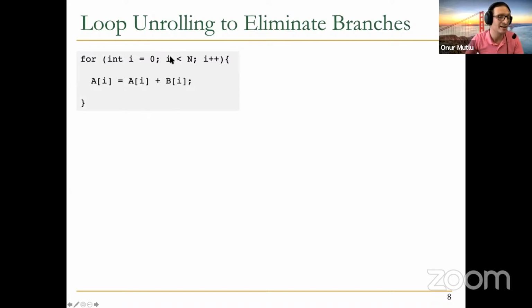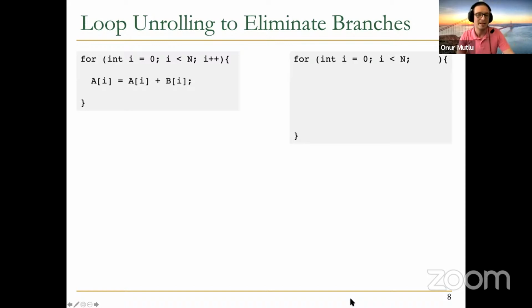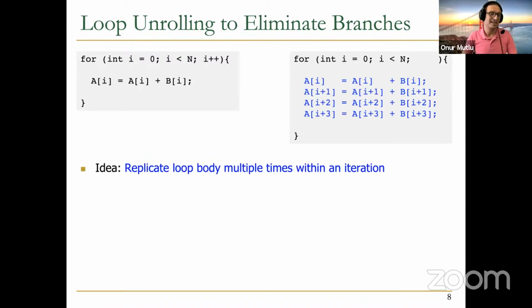So a lot of compilers use loop unrolling to eliminate branches. Loop unrolling replicates the loop body multiple times within an iteration. You may have already learned about loop unrolling. I have to say it because this is a very basic compiler technique to get rid of branches as much as possible, because branches always provide problems in VLIW, decoupled access and execute, as well as systolic arrays. So you want to get rid of branches as much as possible.